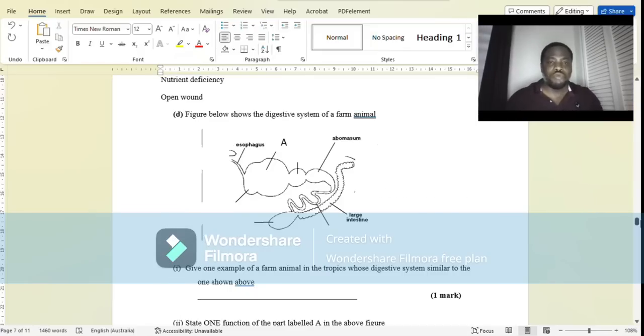We're examining the digestive system of a ruminant. We know a ruminant, and we want to clear up this misconception. It's not a situation where they have four stomachs. It's a situation where they have a four-compartment stomach.